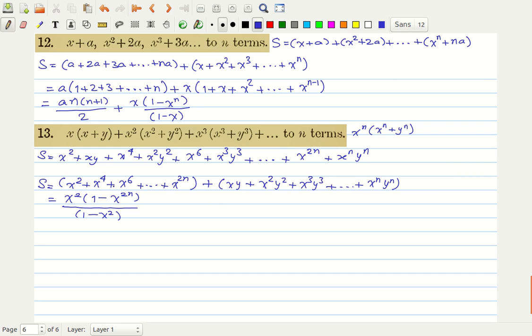So this is the sum of the first geometric progression plus, what is the first term here? It is xy, 1 minus, what is the common ratio? Common ratio is also xy. So it is xy, and how many terms? It is n number of terms. So it is to the power n divided by 1 minus xy, and we are done.